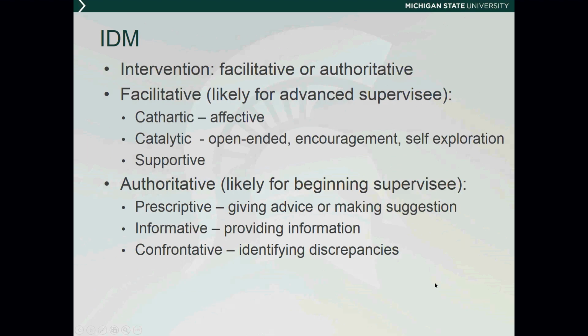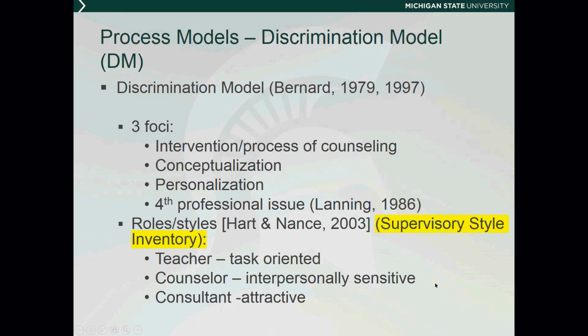So I will skip the next few slides to move on to the process model. The process model that I would like to highlight is the discrimination model. The discrimination model represents the third column of the supervisory models that was highlighted in the diagram. In this one, it talks more about what kind of tasks and the role of the supervisor should be at different stages.